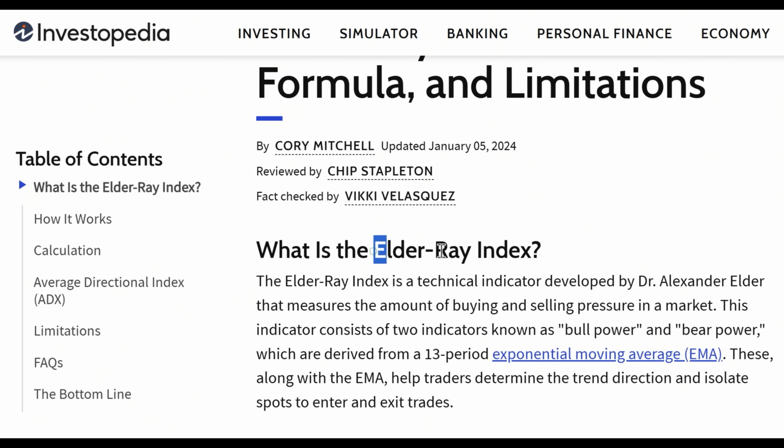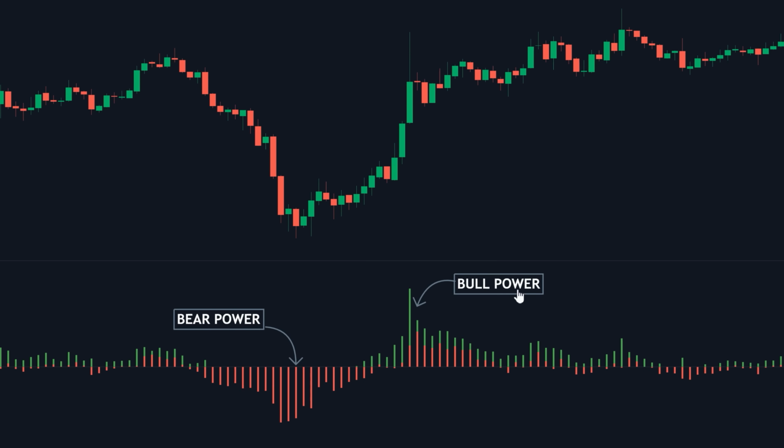The Elder Ray Index combines a 13-day exponential moving average, the EMA, with two critical components, the bull power and the bear power. The bull power measures the ability of buyers to push prices above the EMA, while the bear power evaluates the ability of sellers to drive prices below it. Essentially, the Elder Ray Index helps traders assess whether the majority of the market participants are buying or selling.